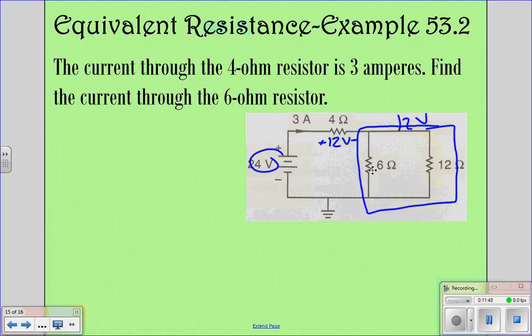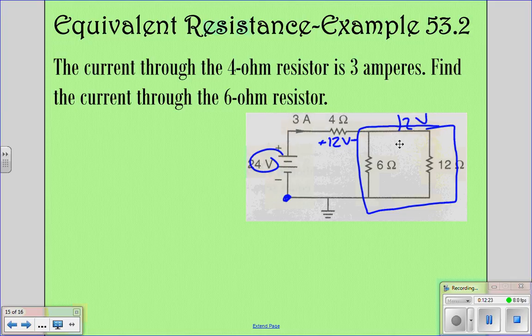Both of our parallel resistors are going to have 12 volts total. We start here with a negative 24, then a positive 12, and then we have to have another positive 12 to make that equal 0. That's how we figured out that it was 12, if you want to do it the long way. Or you can just say we started with 24, we lost 12, so we have another 12 to use.